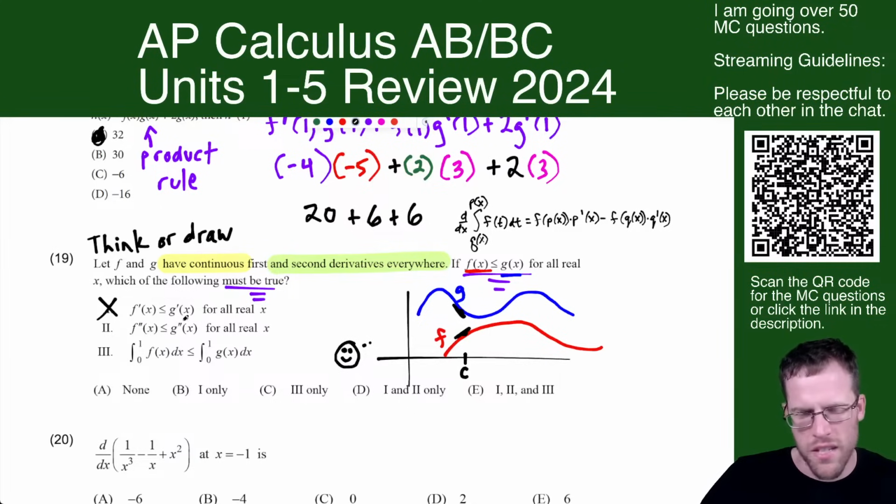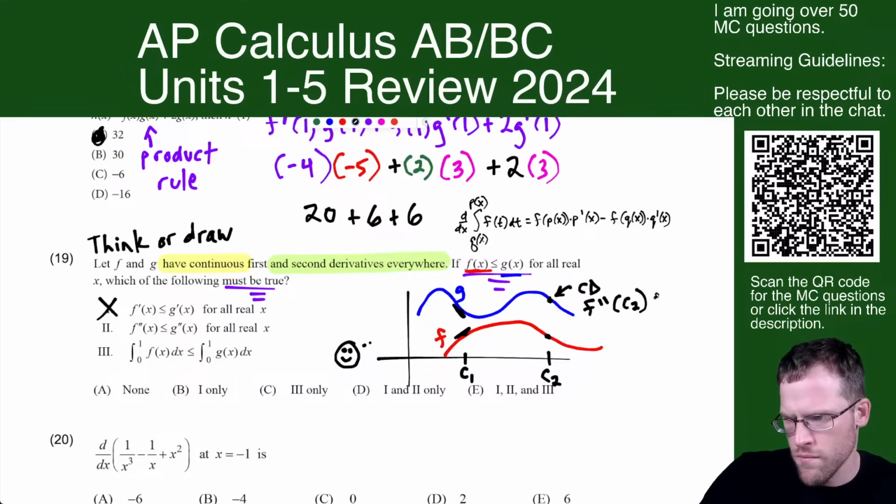Now, how about this? f double prime is always less than or equal to g double prime. That one I don't like either. How could I do this? A part where this one is smiling. Oh, here we go. Like here. Let's call this c1 and here c2. At these points, see how the graph is concave down? How do I know it's concave down? Concave down is when the graph frowns. It's sad, it's frowning at you. Concave up, the graph is happy, smiling.